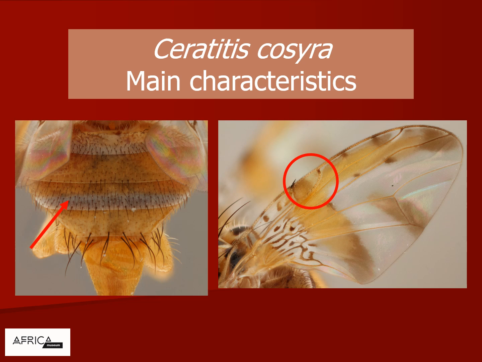The wing is also identical, except that the discal band and the anterior apical band are joined together. The area is encircled on the image on the right. This is contrary to Ceratitis capitata, where these were separated.